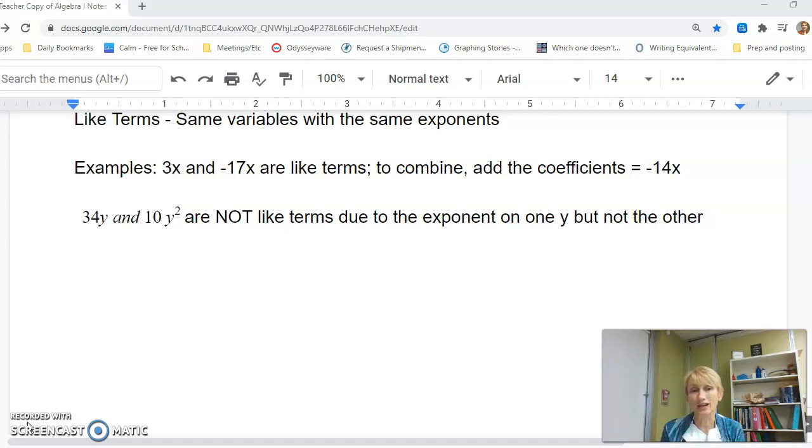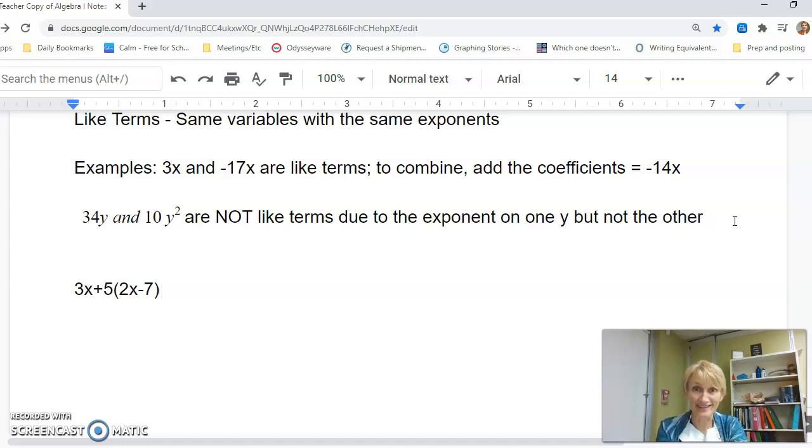34y and 10y squared are not like terms because one of them has an exponent on the y, but the other one doesn't have an exponent. So they are not like terms. So what you're going to see oftentimes might be something like this. 3x plus 5 times, and there's parentheses, 2x minus 7.